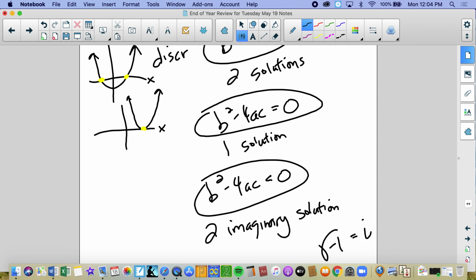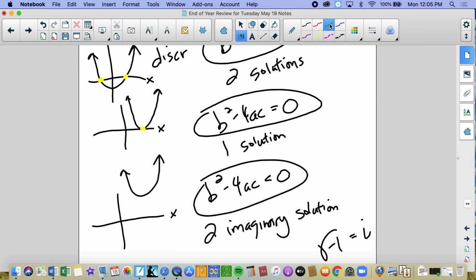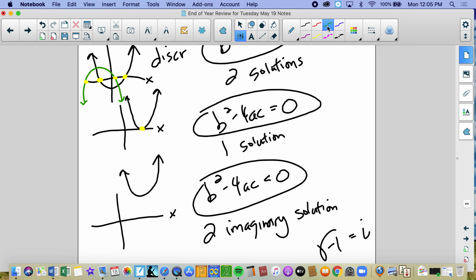Now, when we get two imaginary solutions, that means the parabola does not cross the x-axis, so it can be that situation. Something to keep in mind, however, is that our parabola can be upside down also. And you would still have two intercepts.